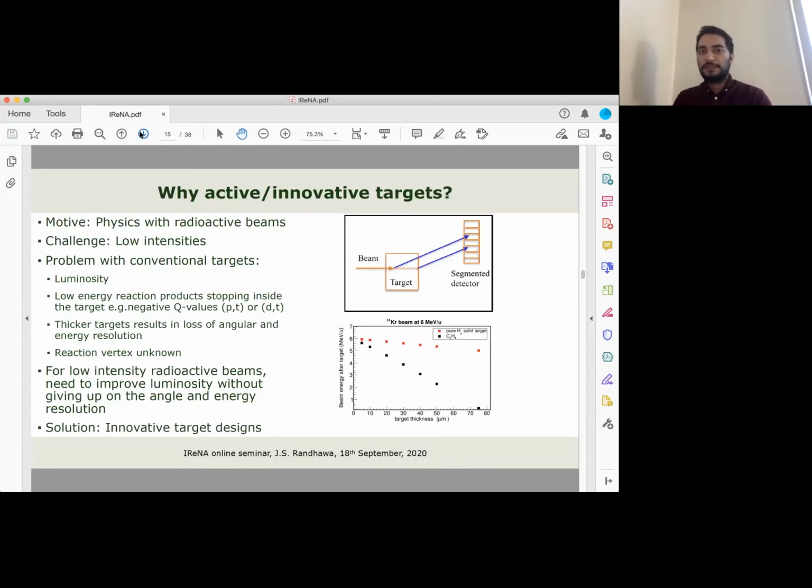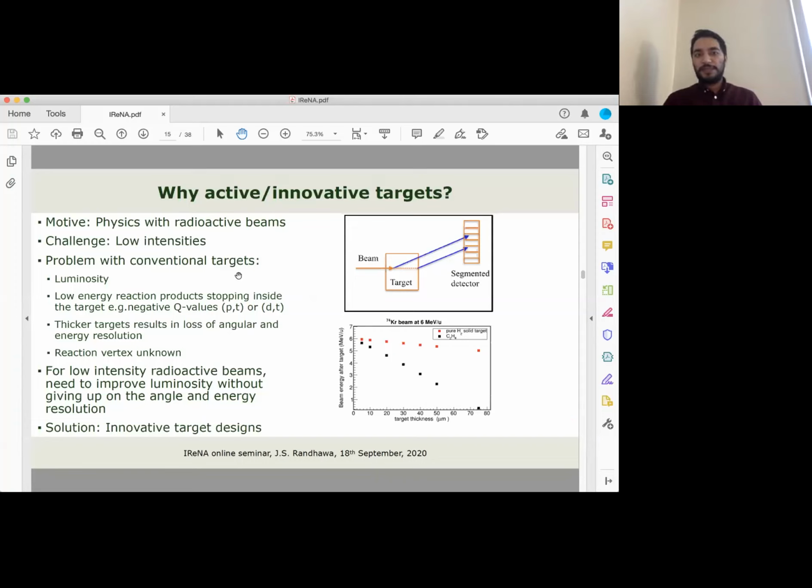So the question is, why active, or even to say, why the innovative target designs? This slide is mostly for the people who are not nuclear physicists, but maybe they can still try to understand. The main motive is that we have to study these reactions with radioactive beams. The challenge is that these are very low intensity beams, as it's very challenging to produce them as we move away from stability, both on the proton-rich side and the neutron-rich side.